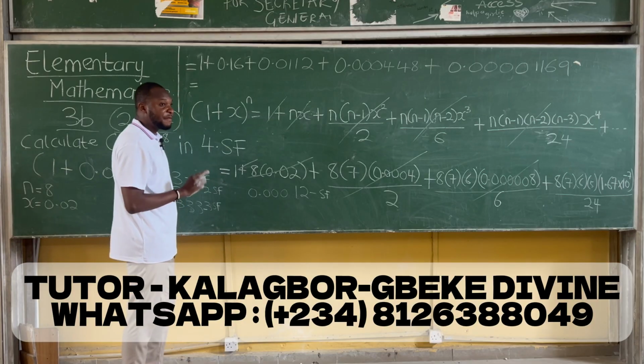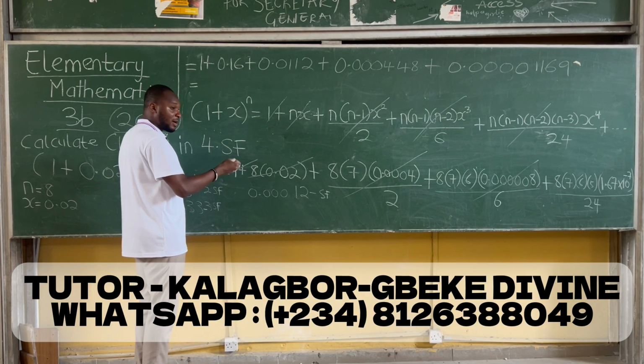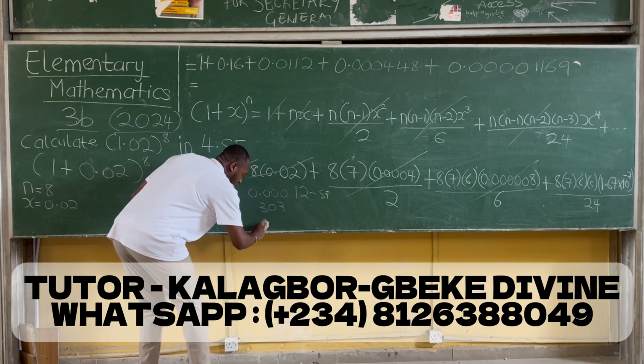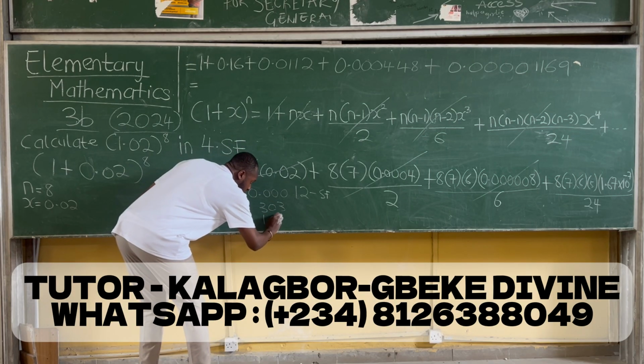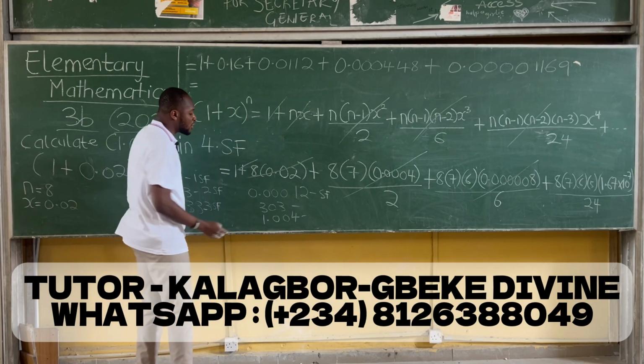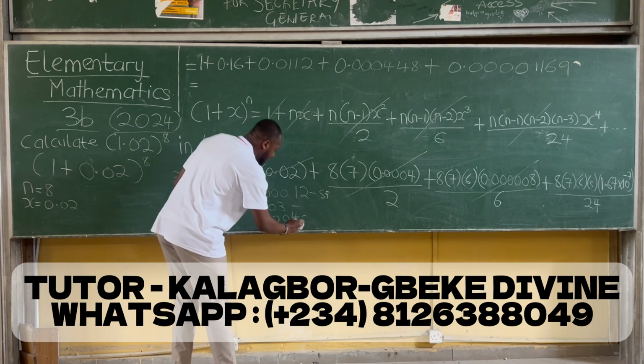Another law of significant figure is that zeros between numbers count. Let's say 0 between this now, 303. It will count. 1.004. It will count as significant figures. So this one is what? 3 significant figures. This is what? 4 significant figures.